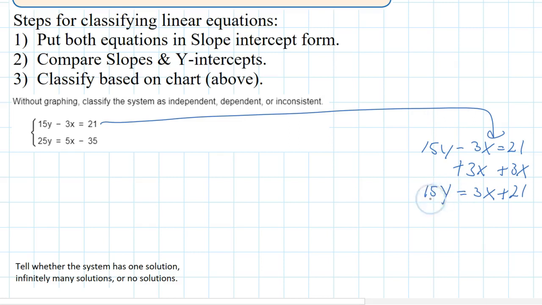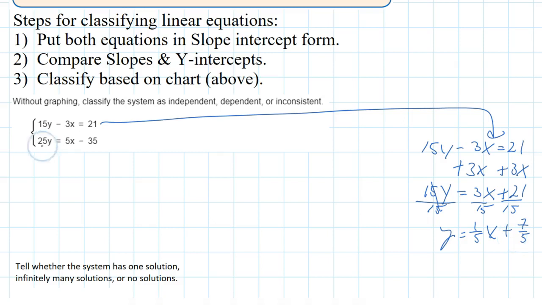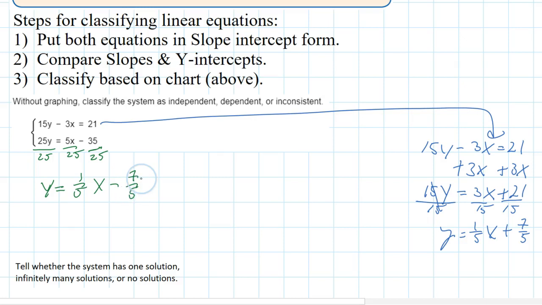Then I divide both sides by 15. That gives me y is equal to 1/5 x plus 7/5. Always simplify. Now we do the same thing with the second problem. This one's a little easier. All I have to do is divide both sides by 25. And that gives me y is equal to 1/5 x minus 7/5.